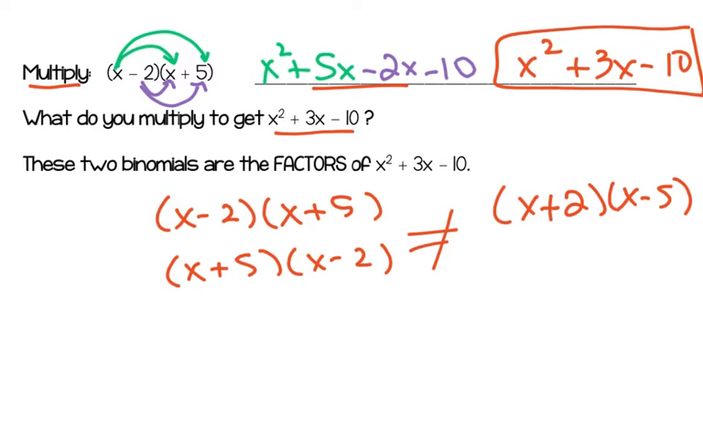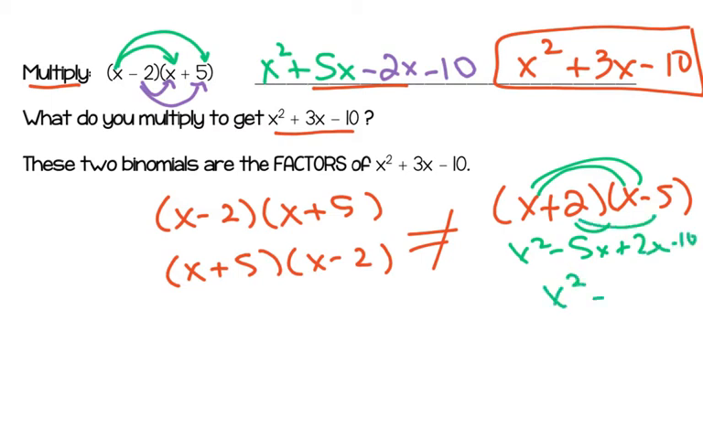Because if you switch those signs around, you're not going to get the same polynomial that we did the other way. So if you multiply this, you're going to get x squared minus 5x plus 2x minus 10, so there is a little difference there. And it's a big enough difference that it's not the same thing. So those are not the same, okay?